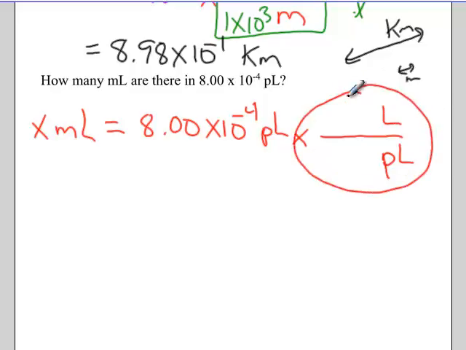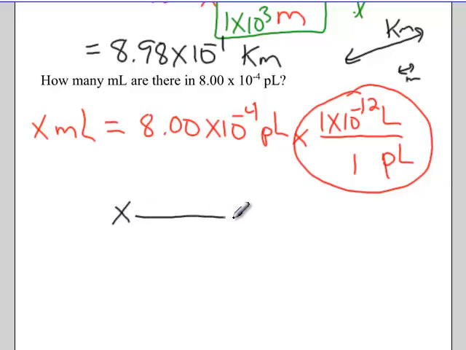So just like in the previous problem, pico, we know the value from memorizing table 2.2 is 1 times 10 to the negative 12th. That is not going to go in the bottom of this conversion because that's where the pico is. 1 times 10 to the negative 12th must go in the top, and we put a 1 with the pico. So we are removing the pico and going to the base unit of liters.